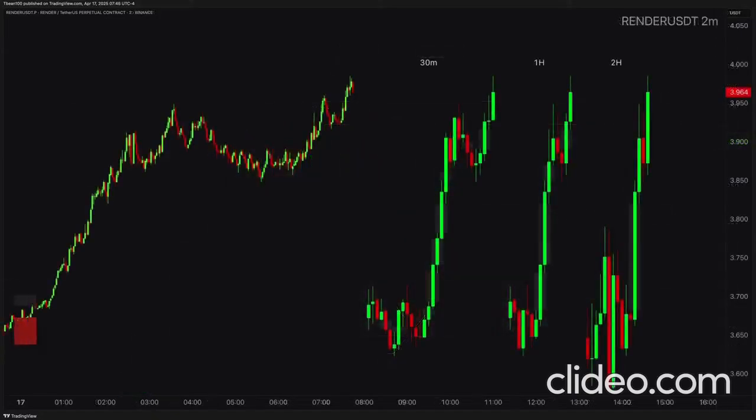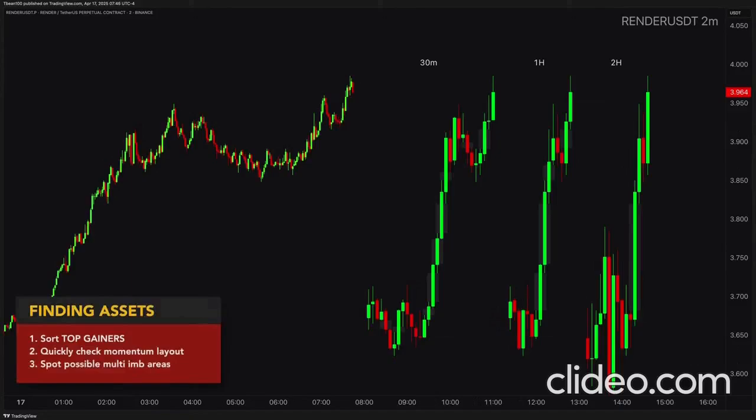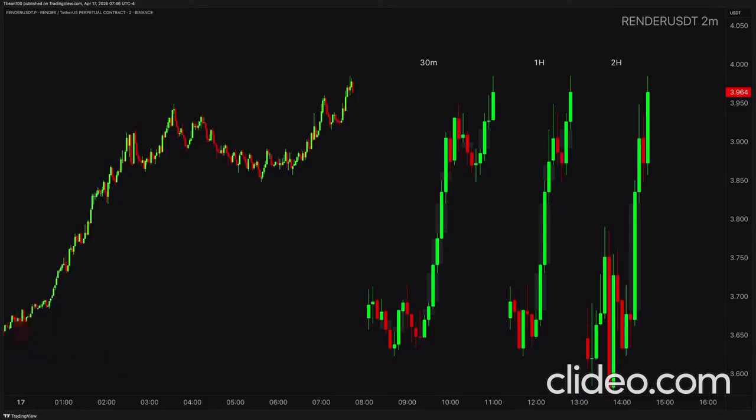However, the question is, how did we find out about this coin? It did not magically appear on our computers. It is so simple. We just sorted the top gainer coins, and we had a quick momentum layout check with our lovely indicator. This showed us this magnificent trade zone, a multi-level imbalance zone on the top gainer coin. That's it. This is how we found this coin in under 5 minutes.